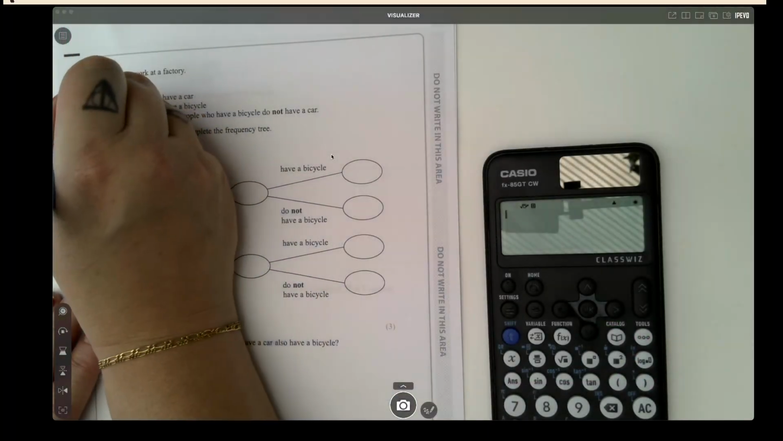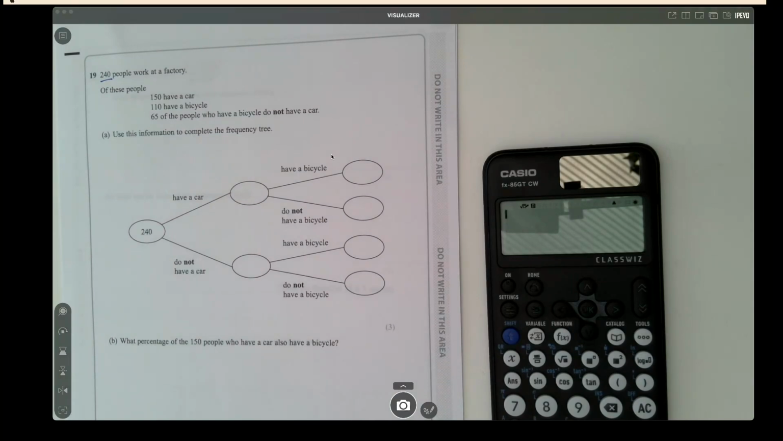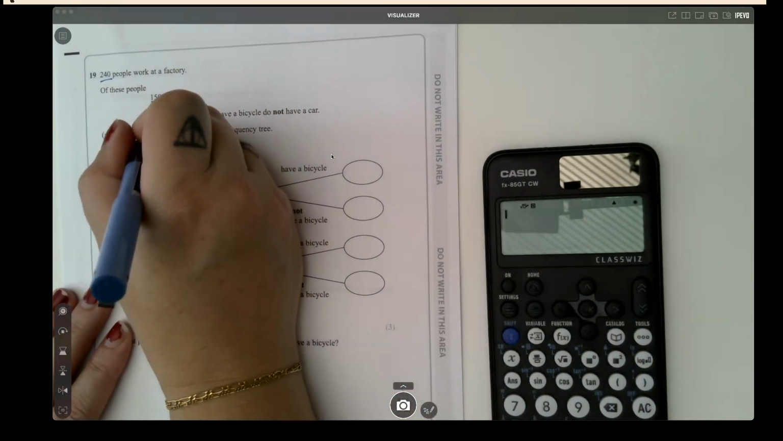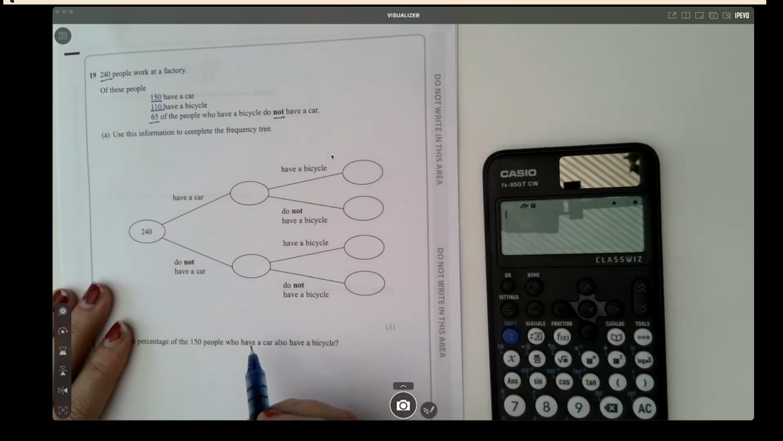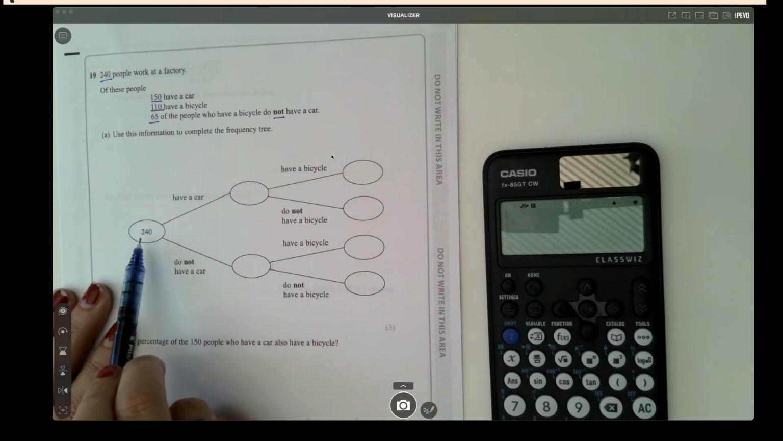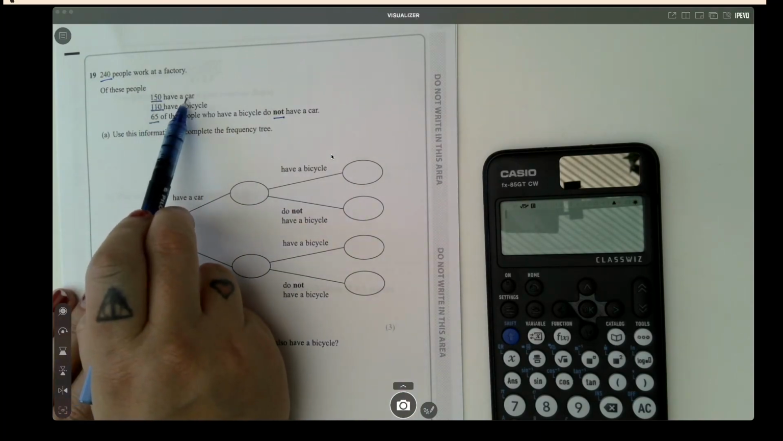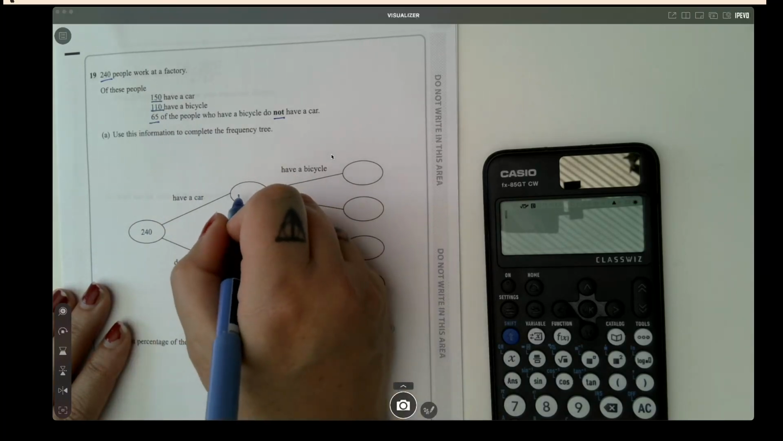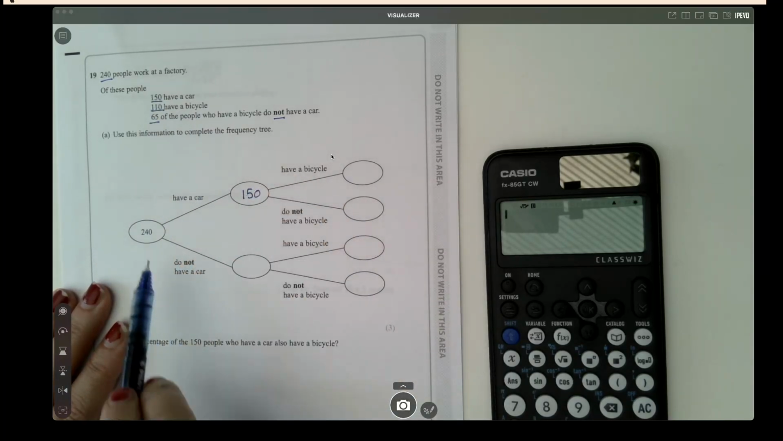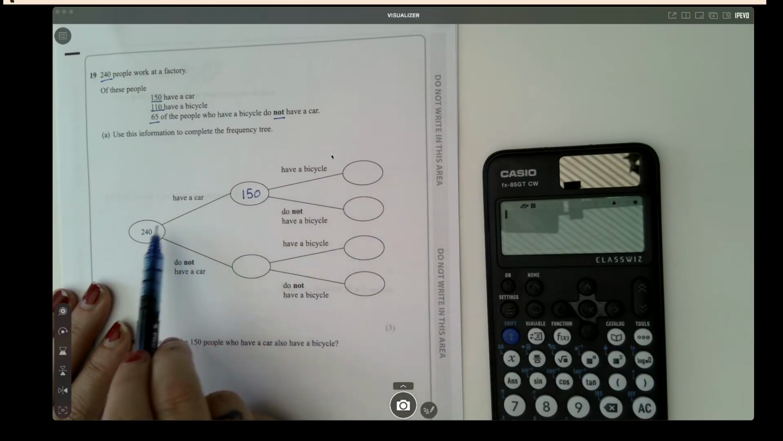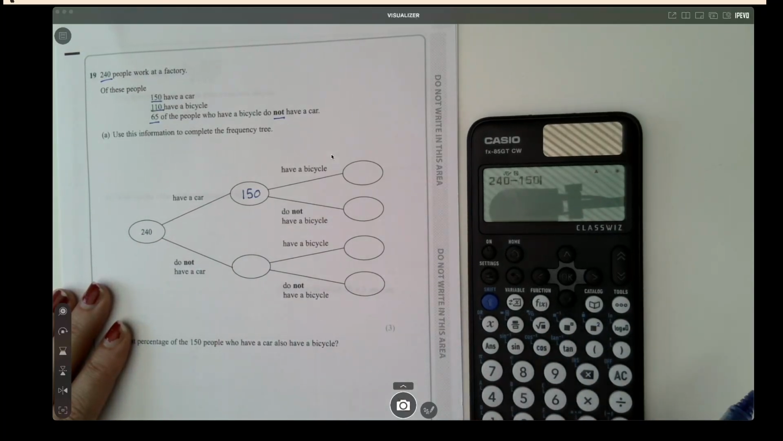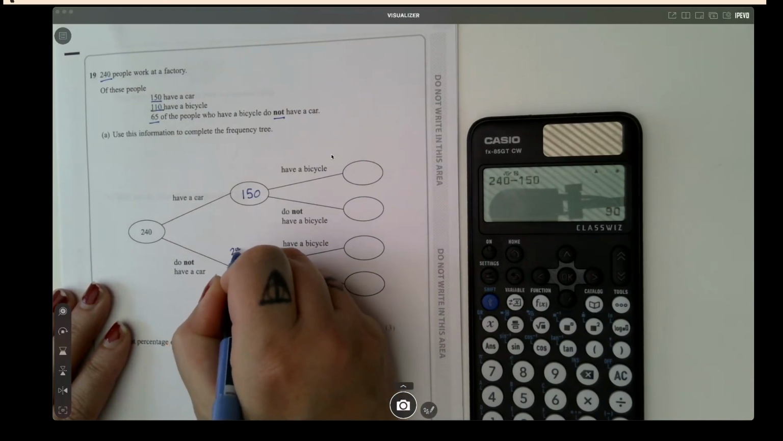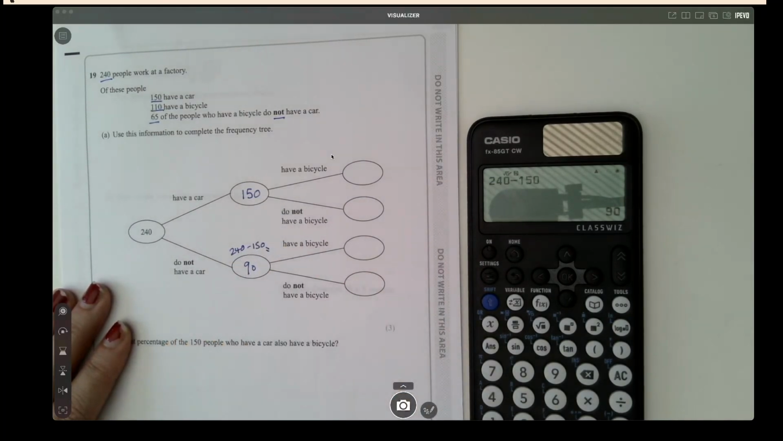Question 19. 240 people work at a factory. Of these people, 150 have a car, 110 have a bicycle, 65 of the people who have a bicycle do not have a car. Use this information to complete the frequency tree. So 240 people in total has been completed for us. 150 people have a car. So this is the have a car bubble. So we're going to pop 150 in there. If 150 have a car, then we can take that away from 240 to find out how many don't. So 240 subtract 150 is 90.